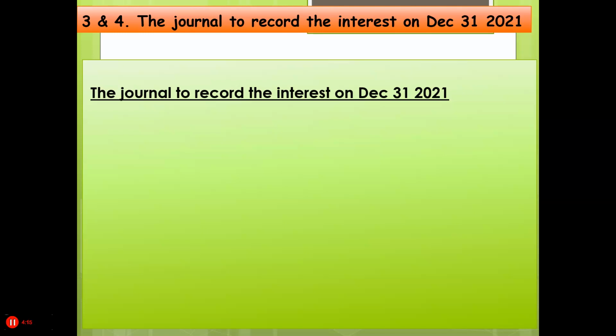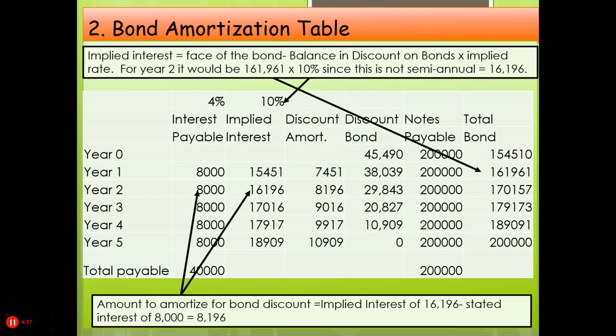So this is our journal. I'll let you go back and take a look at that for a few minutes. So remember, you're doing this each period, so your interest expense is going to change as you slowly write off the discount on bond. And in the end, the only thing that's going to be on the books at the end of year 5 is the $200,000.